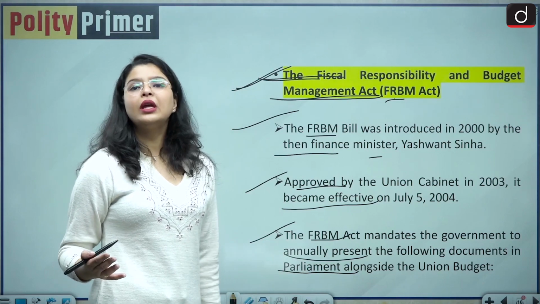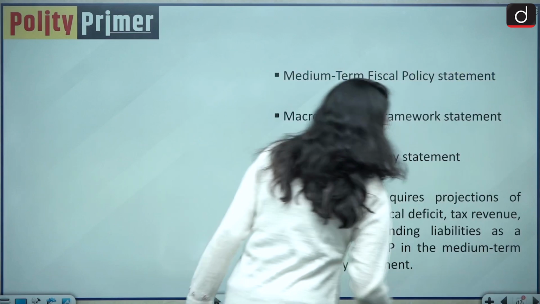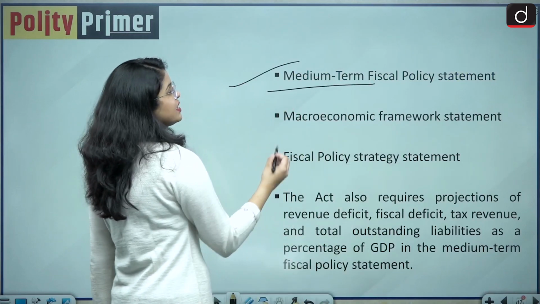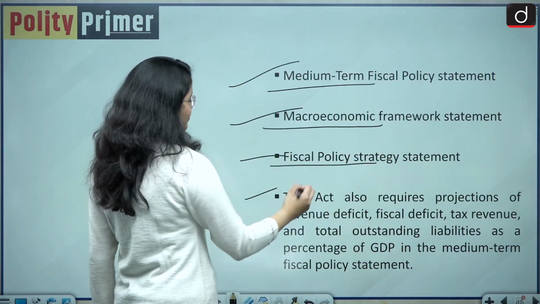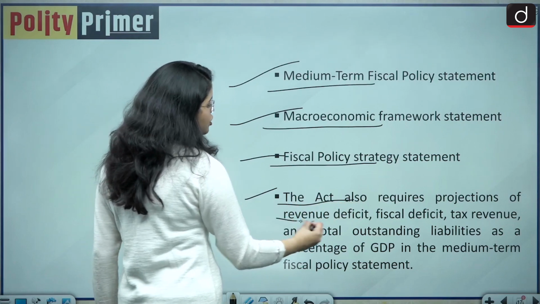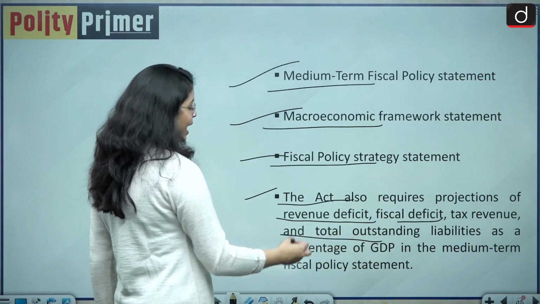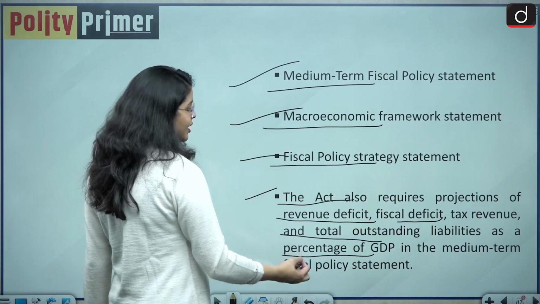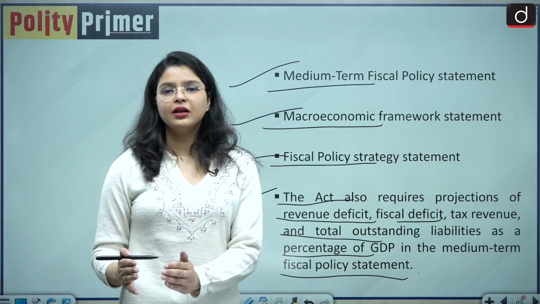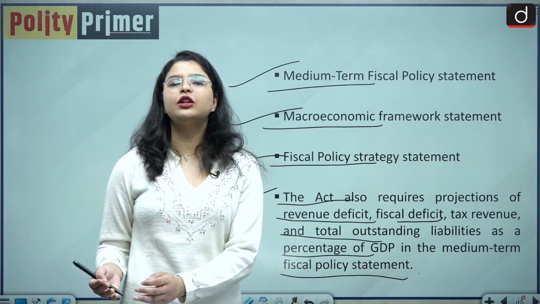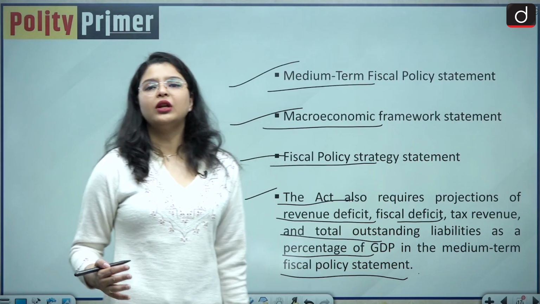So what are the documents that have to be presented with the Union budget as per this bill? They are the medium-term fiscal policy statement, macroeconomic framework statement, fiscal policy strategy statement, and the Act also requires projections of revenue deficit, fiscal deficit, tax revenue, and total outstanding liabilities as a percentage of GDP in the medium-term fiscal policy statement. And definitely it increases the transparency and accountability of the government in making any fiscal decisions. So this bill becomes very important in nature.